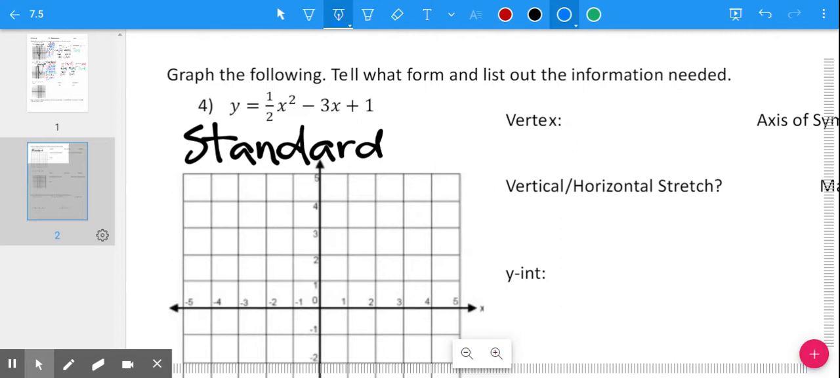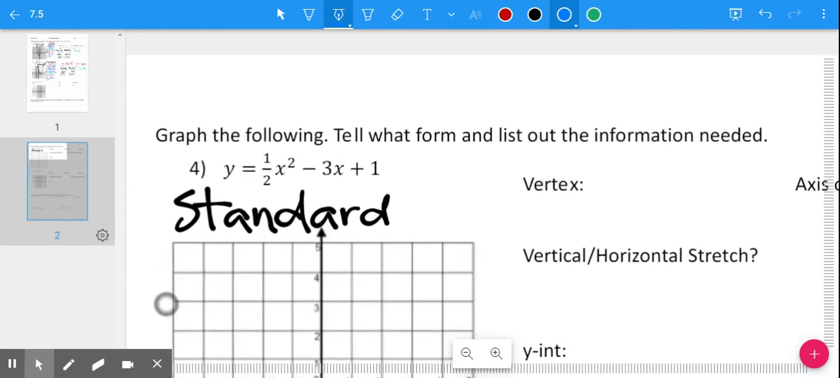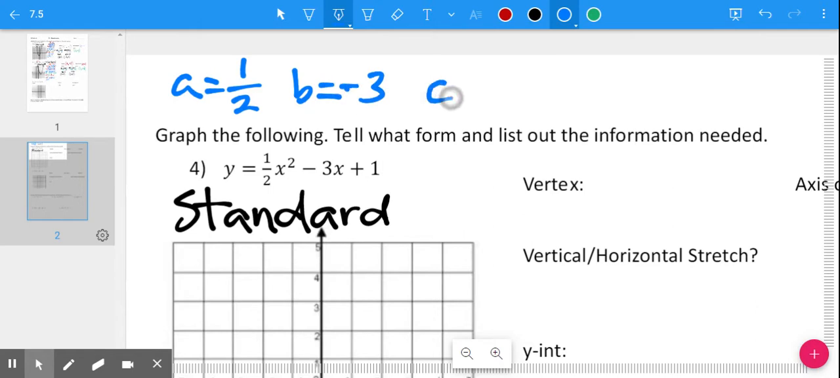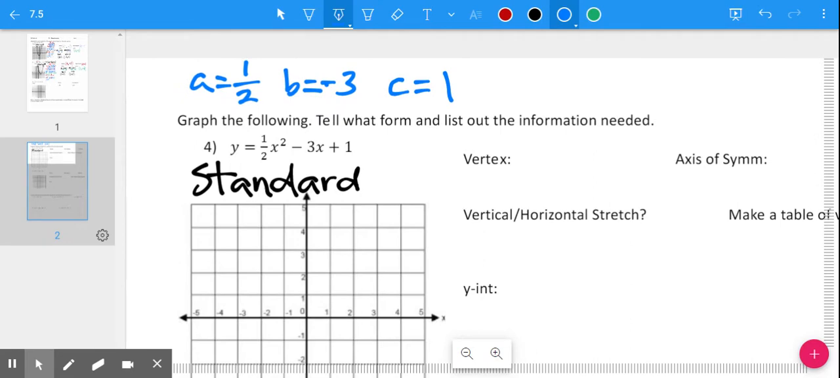So we have a value is half, b value is negative 3, and your c value is 1. So our y-intercept is 0, 1. You can go ahead and plot that if you wanted.